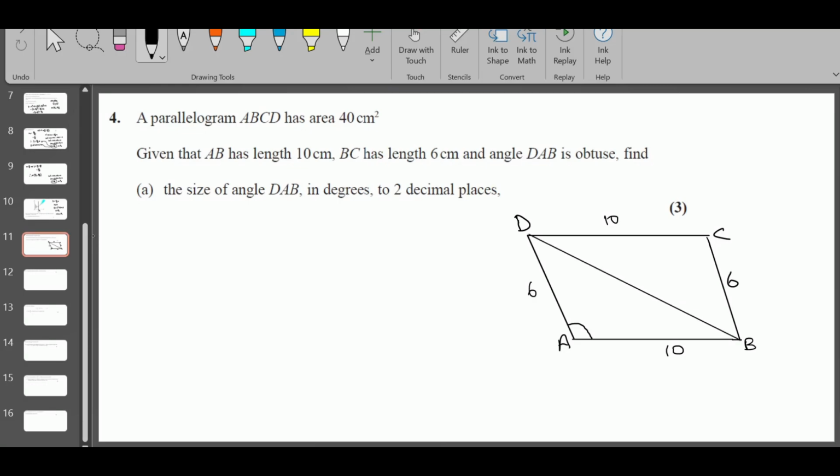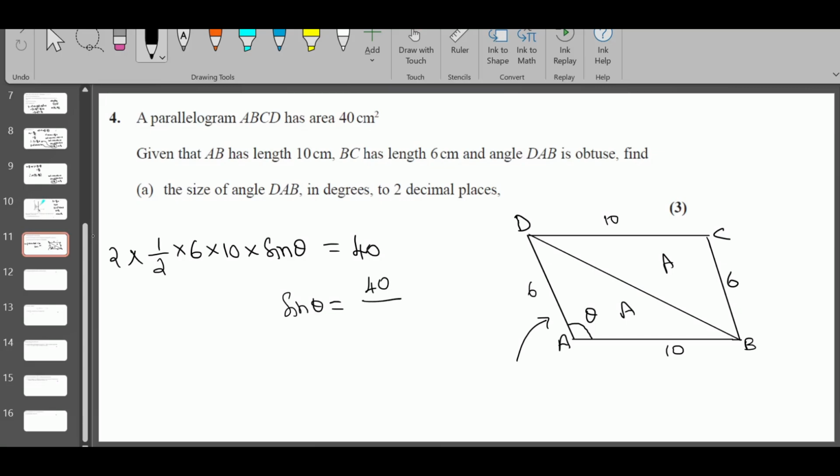The area of this triangle is half AB sine theta, taking this as theta, and this area is also the same as this one. So times 2 is equal to 40. Make sine theta the subject: 40 divided by 2 will be cancelled, giving sine theta equals 4 over 6. Find theta in degrees.